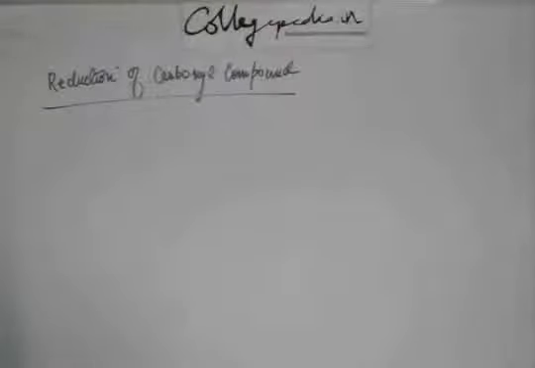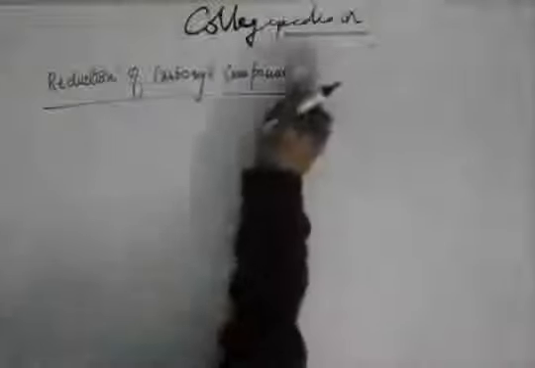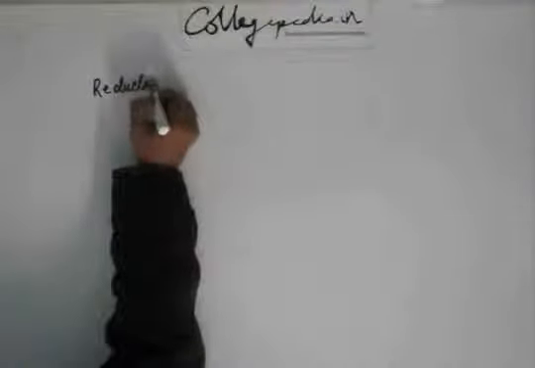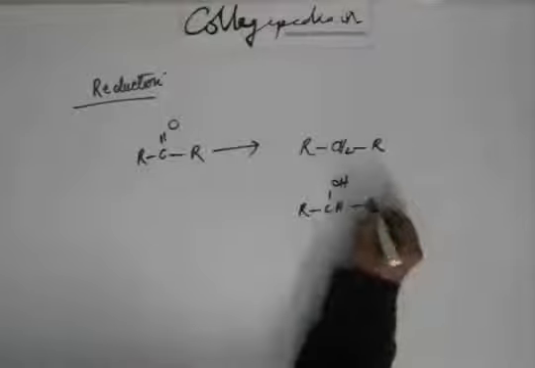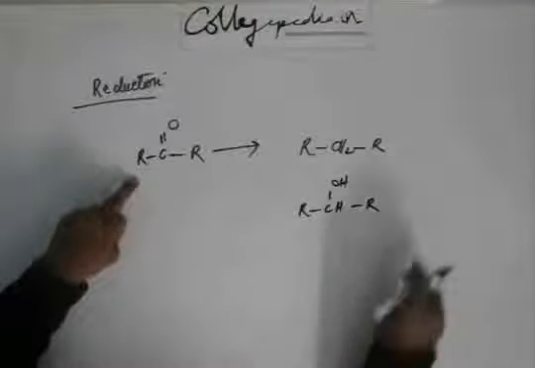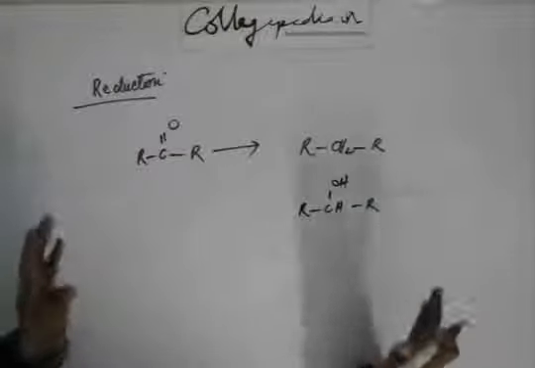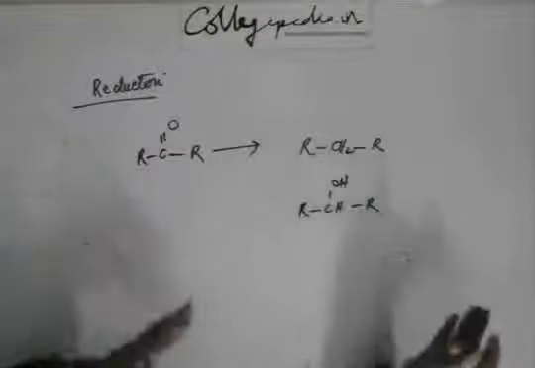reduction of carbonyl compound. Now when we carry out reduction of carbonyl compound, suppose I have a carbonyl compound like this, then this can be reduced to alkane. This is one kind of reduction, that oxygen has been removed and hydrogen has been added. This can be reduced to an alcohol. So this carbonyl group can be reduced to alkane, this can be reduced to alcohol. Fine. So both are reduction because both involve addition of hydrogen or removal of oxygen. So both are reduction reactions.